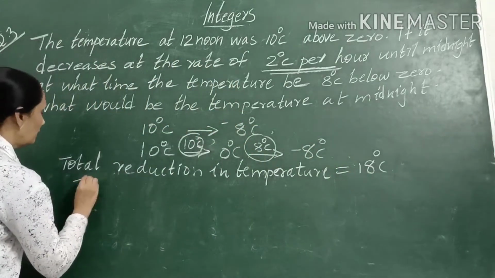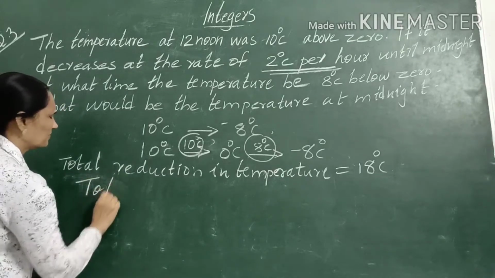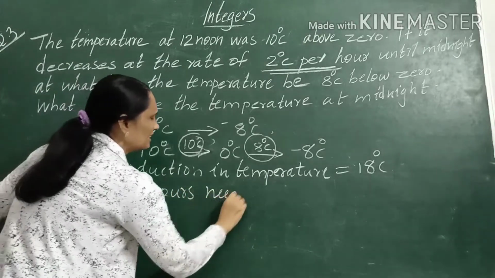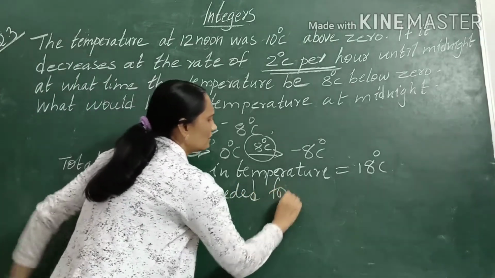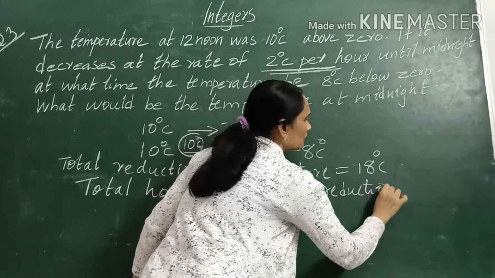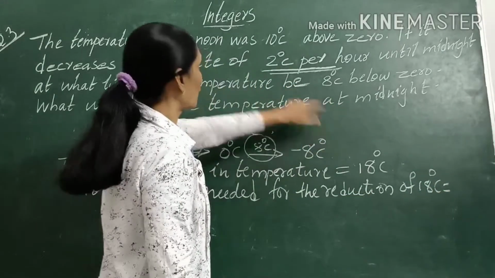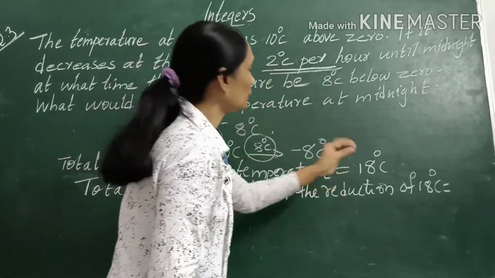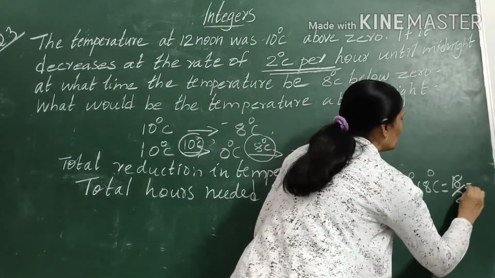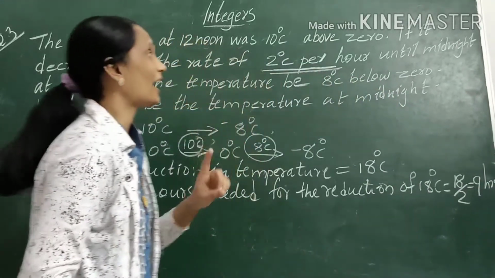So the time taken, the hours needed for the reduction of 18 degrees Celsius. Very clear. For 1 hour it is 2 degrees Celsius. So for the reduction of 18 degrees Celsius it needs 18 by 2. That means 9 hours needed. How many hours needed? 9 hours needed.